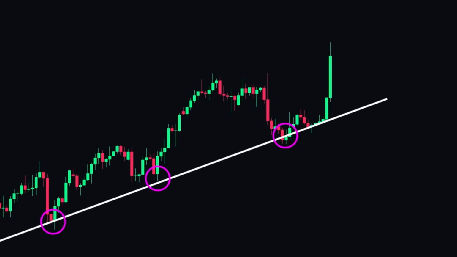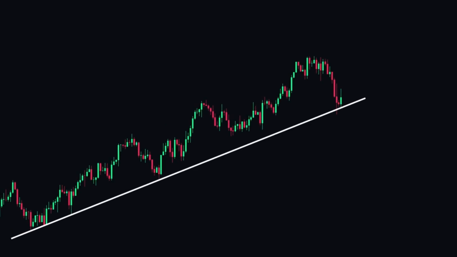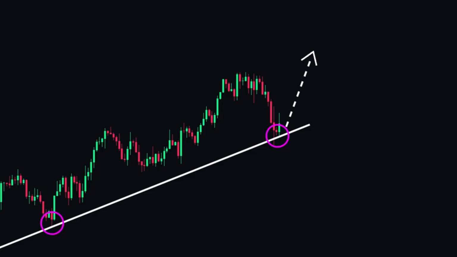However, that doesn't mean we can just enter every time price touches the trend line, because this pattern won't always work. Like in this example here, you can see that price has rejected the trend line in the past, and now it can be seen touching it again. So you might expect another bounce.